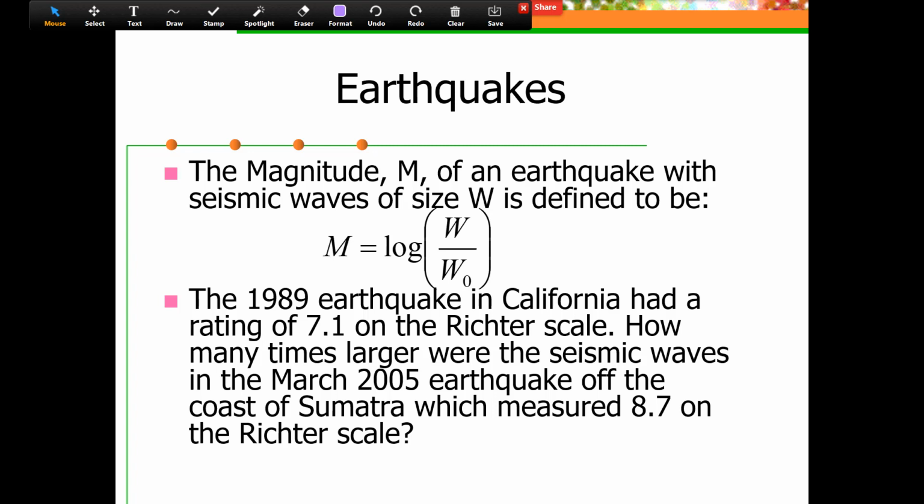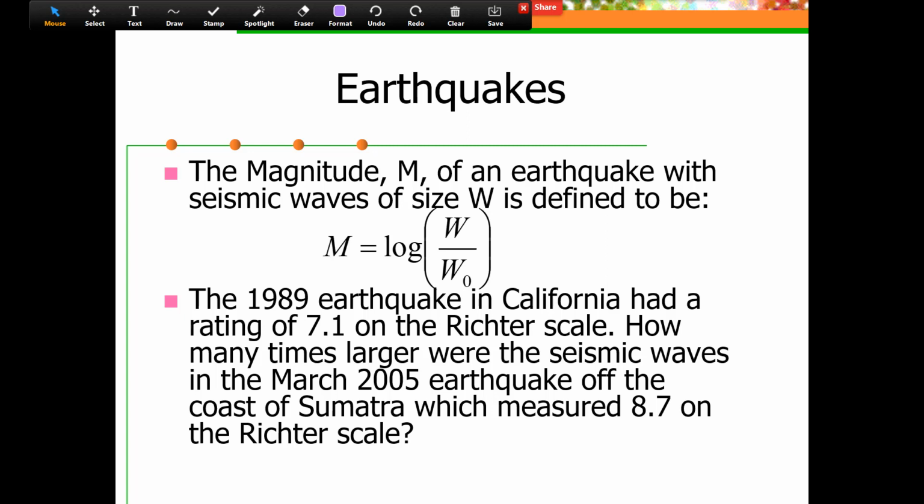In this video, we're going to take a look at how we can use a formula with logs in it in order to compare earthquakes. On this one, notice we have an equation where the magnitude of an earthquake is the log of the seismic wave of the earthquake divided by an initial, just standard wavelength. We actually don't need to care what W sub 0 is. It's going to end up going away.